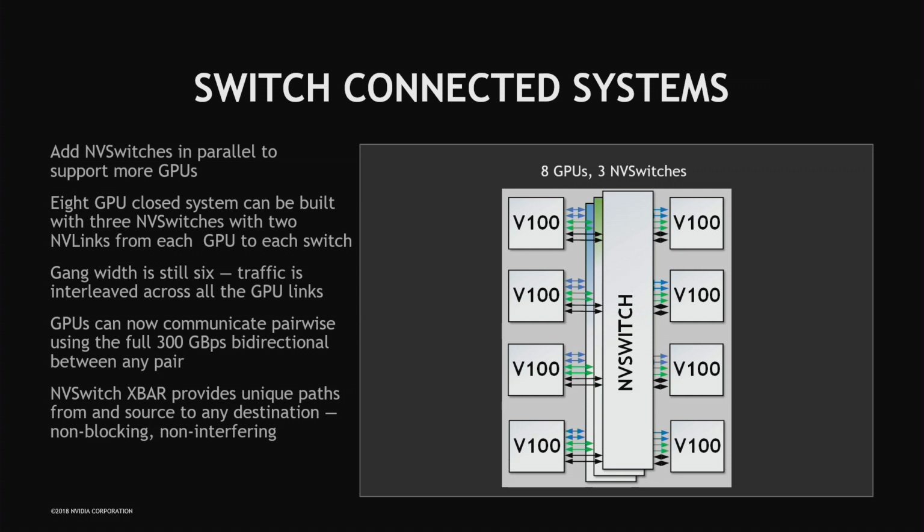If you want more GPUs, you can use more switches in parallel. Here we have 8 GPUs, 3 switches. Even though it looks like we're splitting the ports up among the switches, it's not the case that we're losing bandwidth, because each one of the switches implements a plane of a network that lets each pair of links go to all 8 GPUs. So we really get the 300 gigabytes per second that we were looking for.